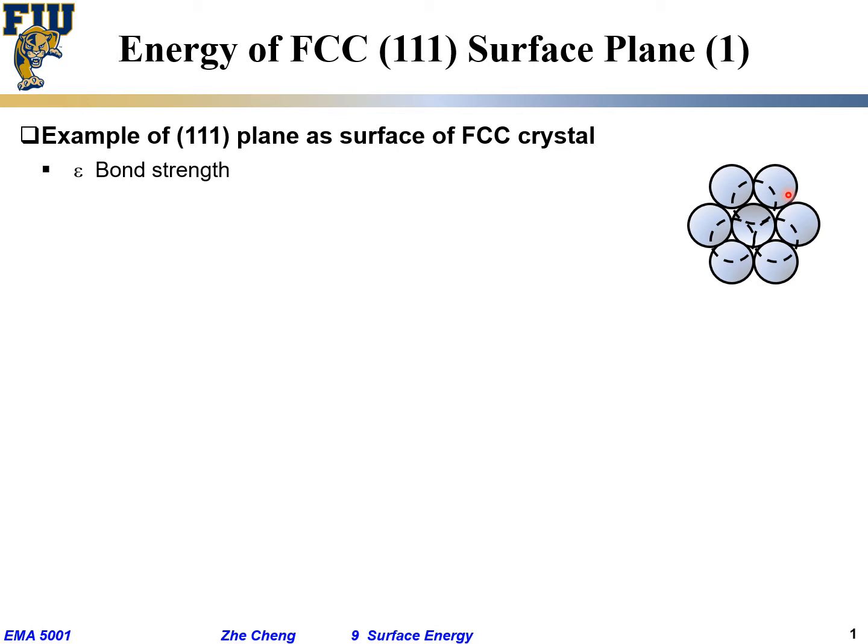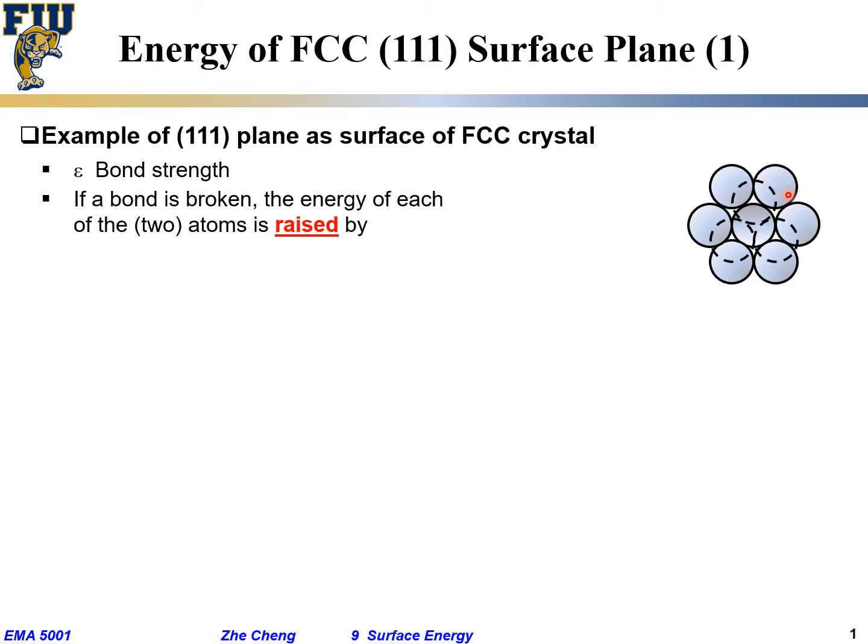So if we define a term, epsilon, called the bond strength, then if one bond is broken, the energy of one bond connects how many atoms? Typically 2 atoms, right? One bond between typically 2 atoms. If one bond is broken, do you see that the energy for each of the atoms, one bond connects 2 atoms. When that bond is broken, each of the 2 atoms involved in that original bond would be, pay attention to what I write, raised by how much? Half of epsilon. Make sense?